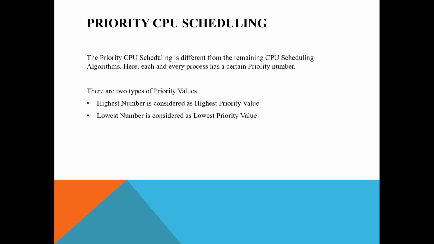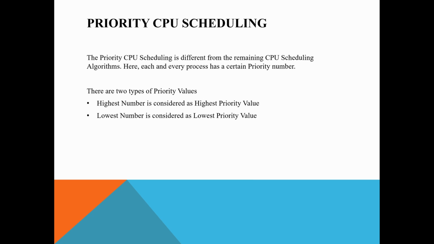So the priority CPU scheduling algorithm is different from the remaining CPU scheduling algorithms. Here each and every process has a certain priority number. There are two types of priority values. Highest number is considered as highest priority value and lowest number is considered as lowest priority value. That is, in first come first serve scheduling algorithm, we allocate the process based on their first come, first serve. And in shortest job CPU scheduling algorithm, the process which is having less burst time will execute first.